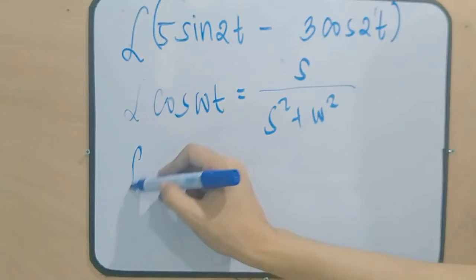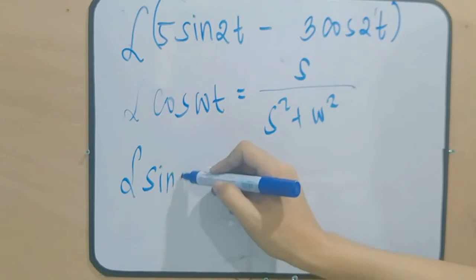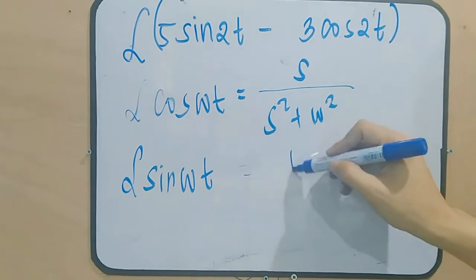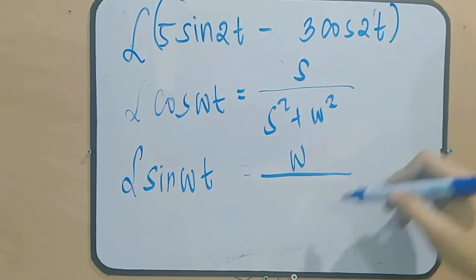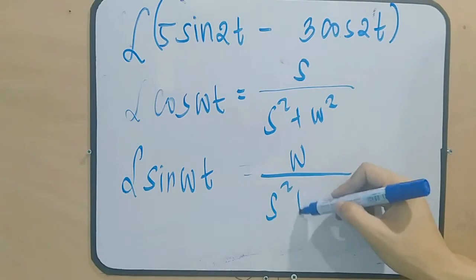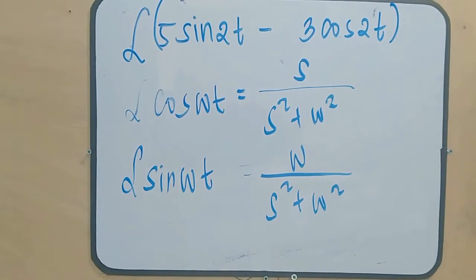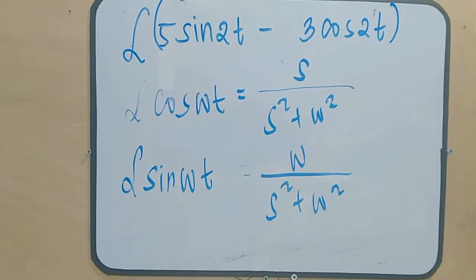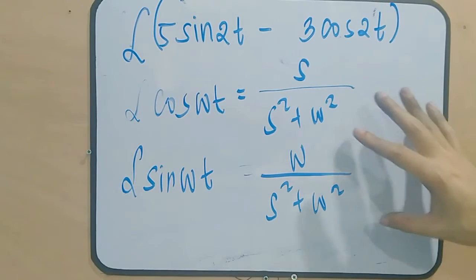So, the Laplace transform of sine, you have here omega t. So, omega is a constant. So, we have here, so W yung taas. Then, sa baba, you have here S squared plus W squared. So, copy lang. So, pag cosine, S yung taas. Pag sine, W yung taas. Now, here guys, i-apply lang natin yung formula.